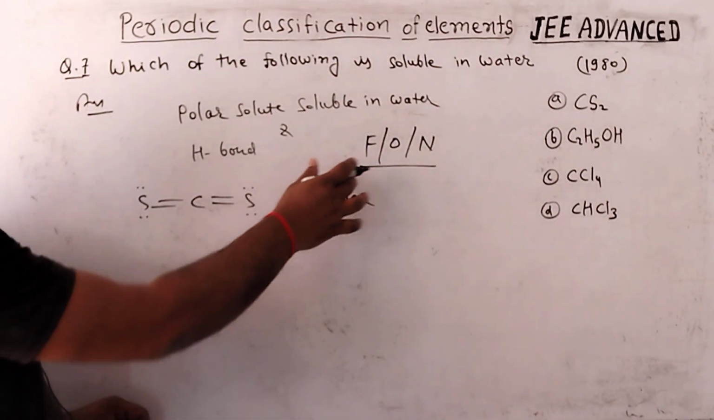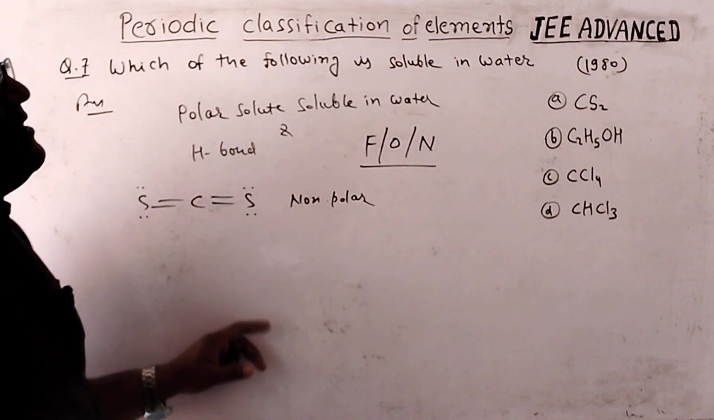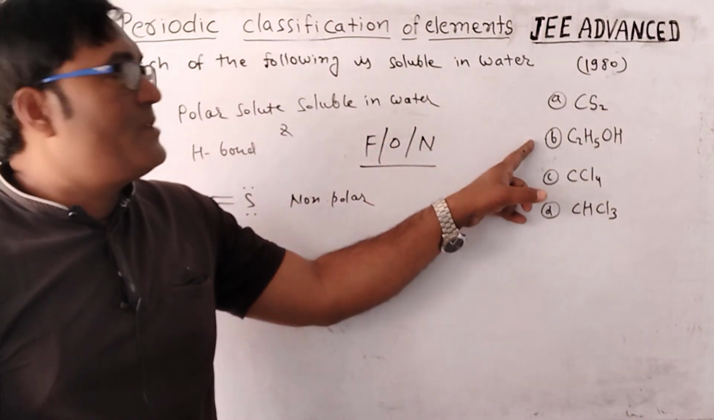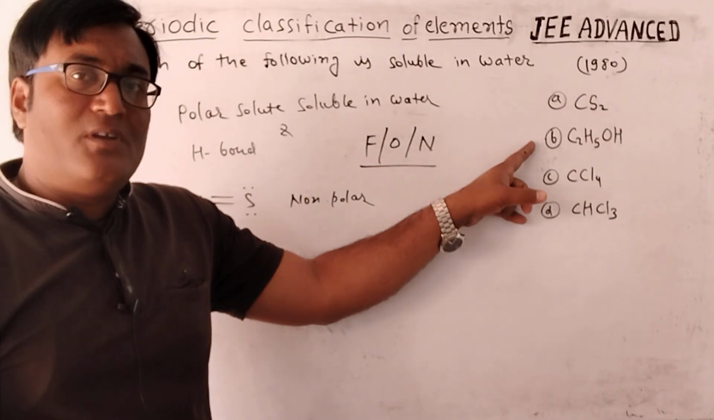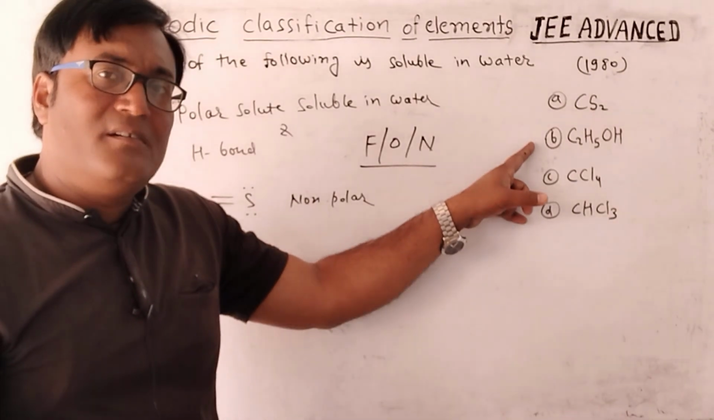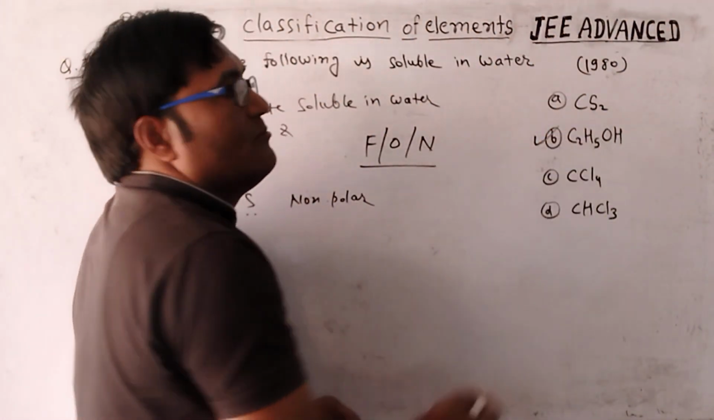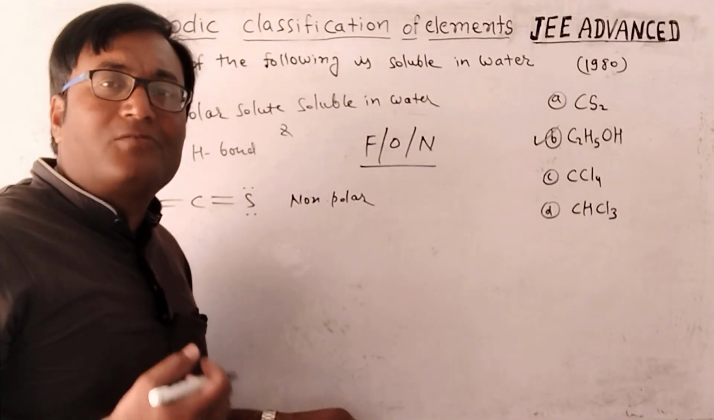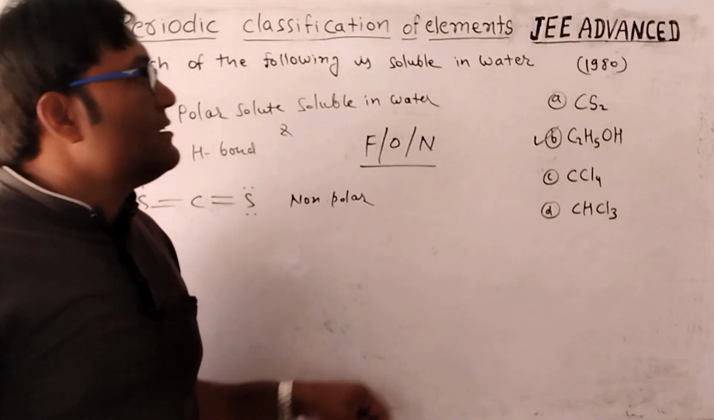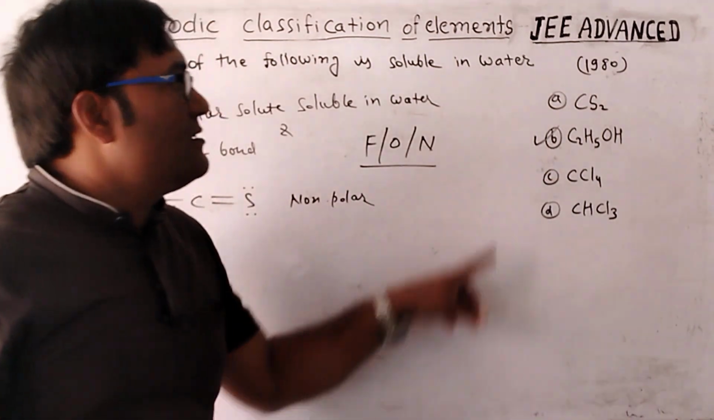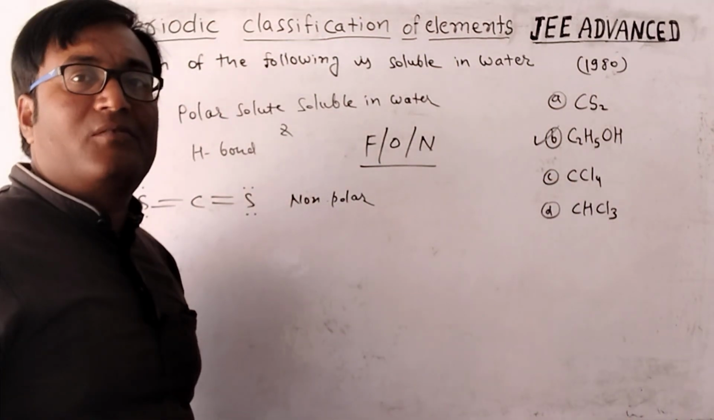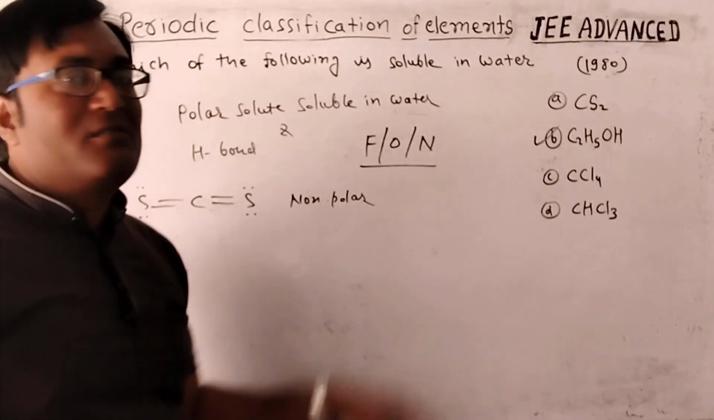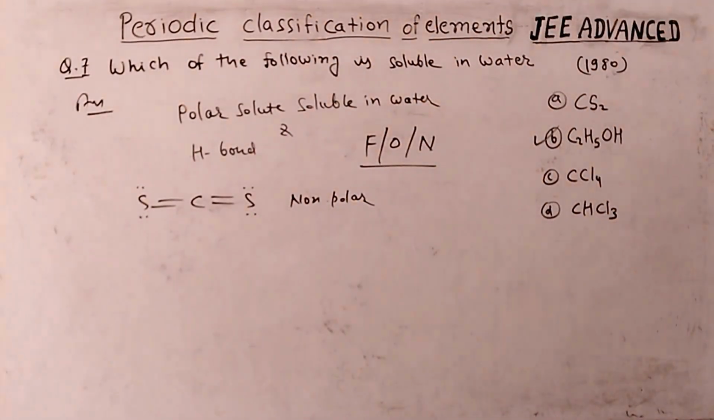So on the basis of the H bonding concept, we can find that here fluorine, oxygen, nitrogen are not present, but here oxygen is present. Oxygen is an H bond maker, so alcohol is easily soluble in water. But bulky alcohol is slightly soluble or not soluble in water. Here ethyl alcohol is soluble in water. CCl4 is also non-polar, and CHCl3 is also not soluble in water. So option B is correct. You can take a screenshot.